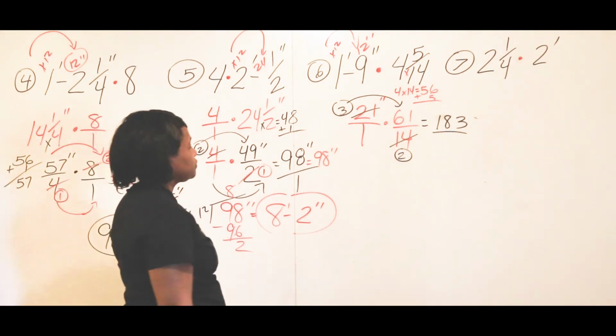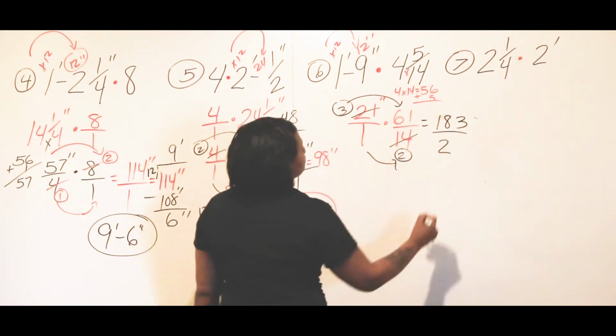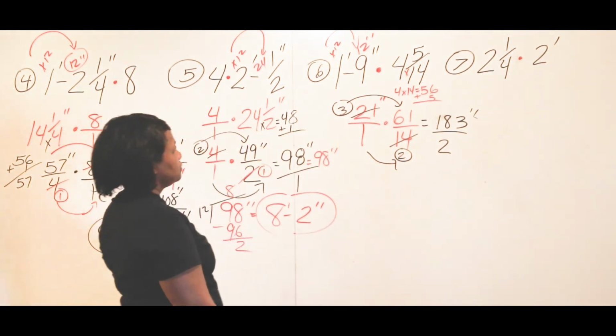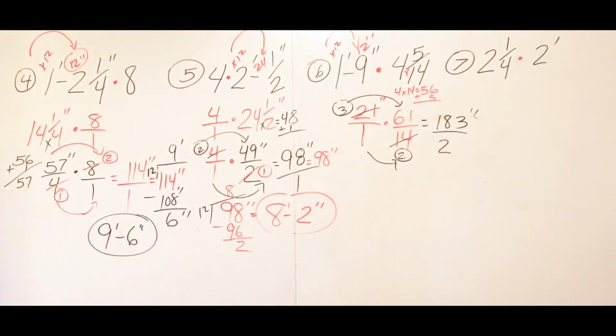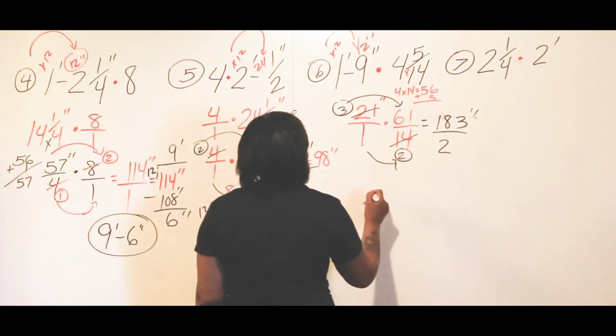And then 1 times 2. All right. So 61 times 3, we got 183 over 2. Improper fraction. We have to take that and turn it into a what? Mixed number. I'm going to move this down.